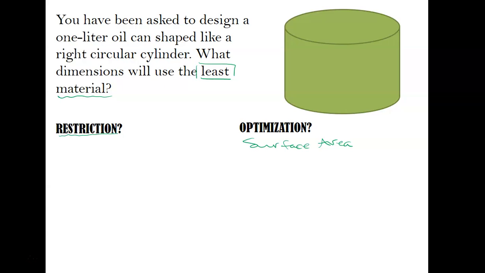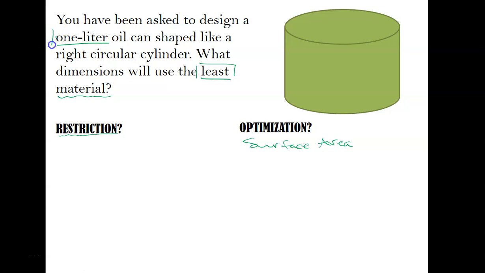So they have to give you some restriction. They have to give you some criteria like, okay, you need to use the least material, but your can has to fit this criteria. You have to meet this restriction. And in this case, the restriction they gave us was that the can has to be a 1-liter can.